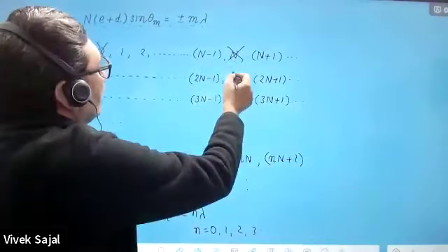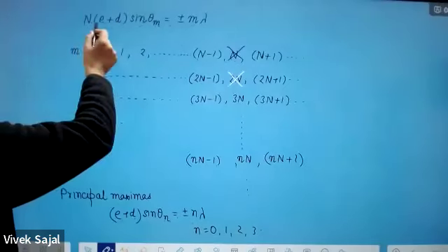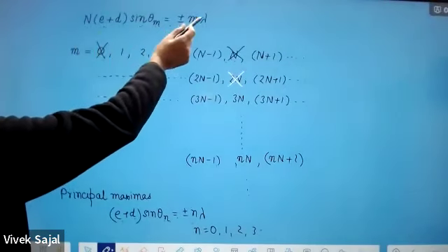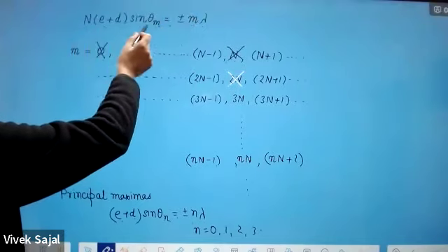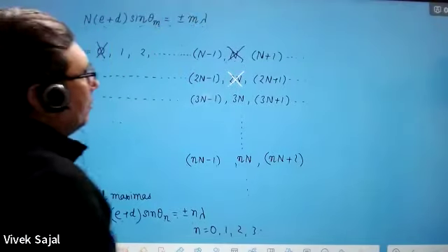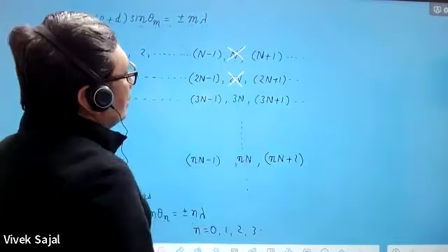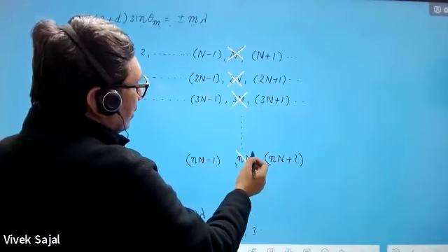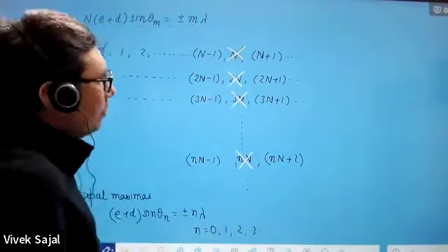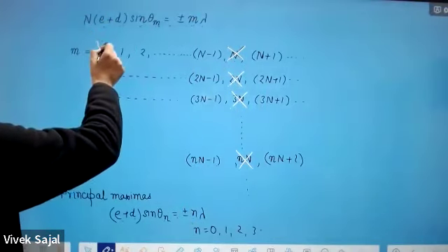If you place 2n, then this is not possible, because it will be n(E plus D) sine theta_m equal to plus minus 2 lambda. And n will cancel out, and (E plus D) sine theta equal to plus minus 2 lambda. So this n is not possible. 3n is not possible. 4n is not possible. So these are not, because what is this 0 representing?